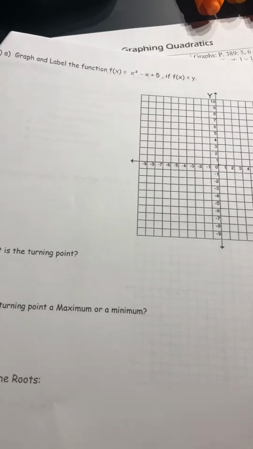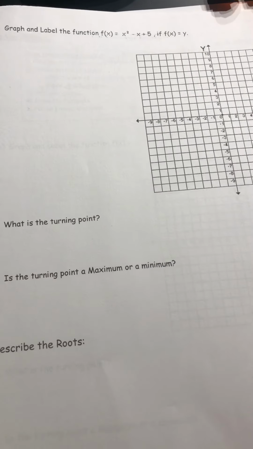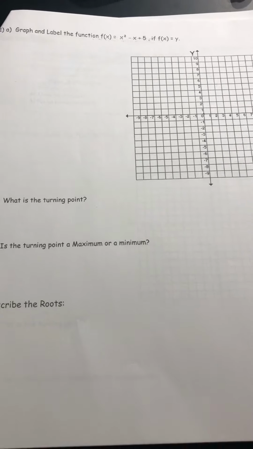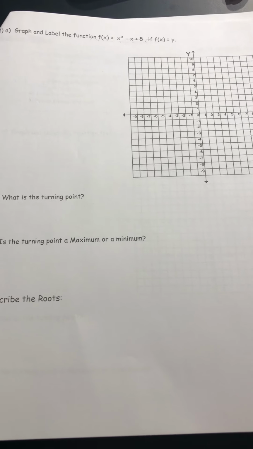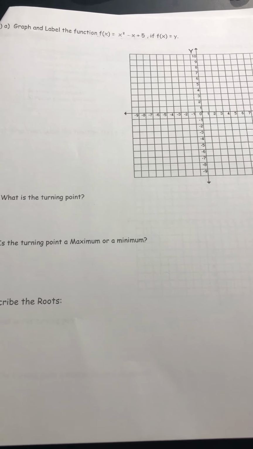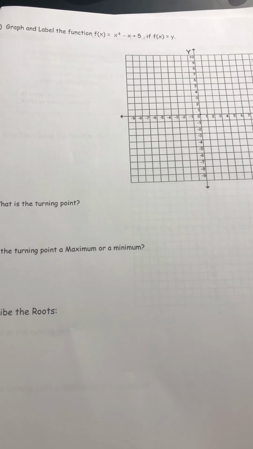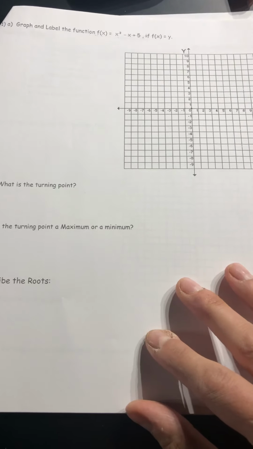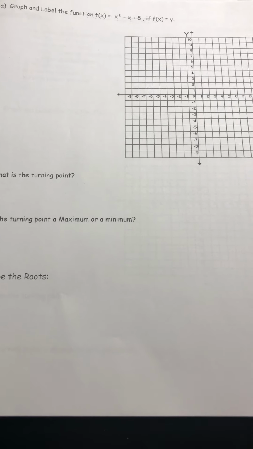Now we're going to graph this. It says graph and label the function f of x. F of x is just functional notation, and it's x squared minus x plus 5. Where it says f of x is equal to y, well, we know from functional notation earlier in the year and in previous years that f of x just means y.